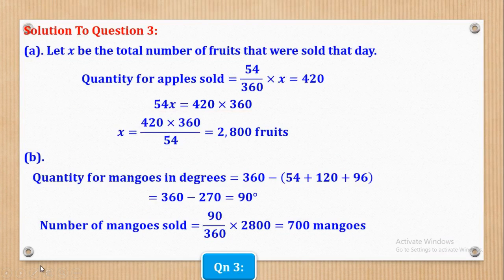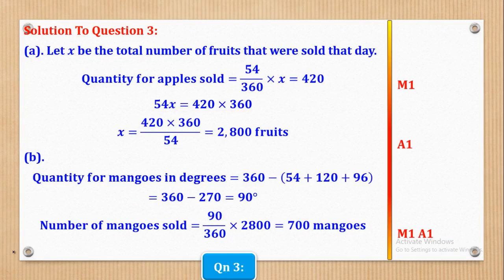Now let's see how the marks can be awarded. A1 is for this, M1 is for that, A1 is for that, M1 is for this substitution, and A1 is for the output. So basically that's how the 4 marks could be awarded.